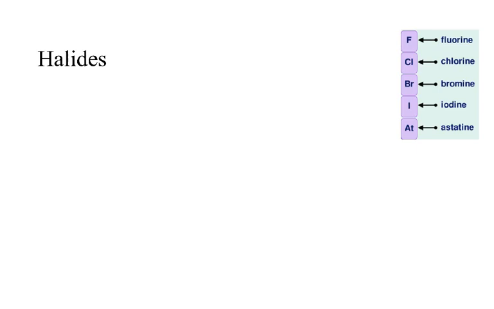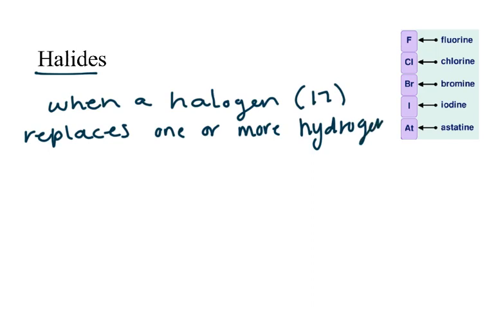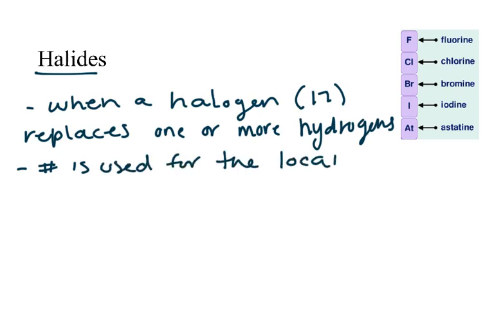So halides, we know that this is group 17 from our periodic table. So it's when a halogen, group 17, replaces one or more hydrogens. All right, so we use a number for the location of the halogen.